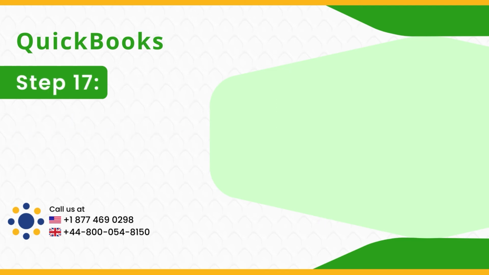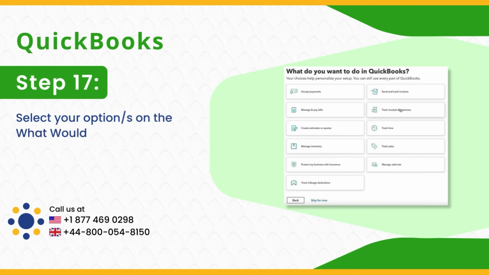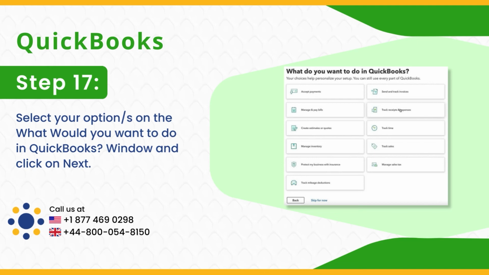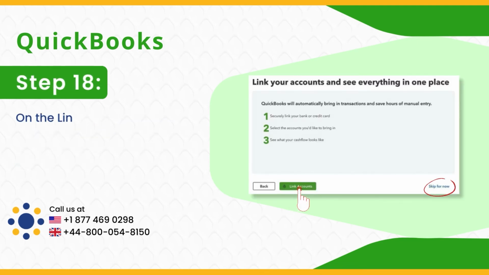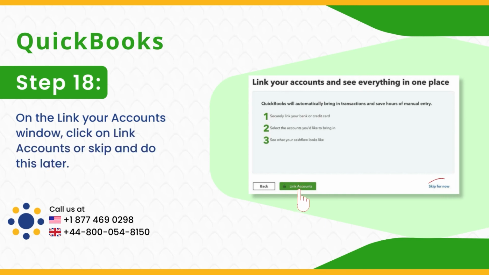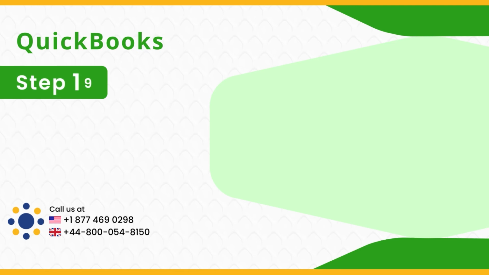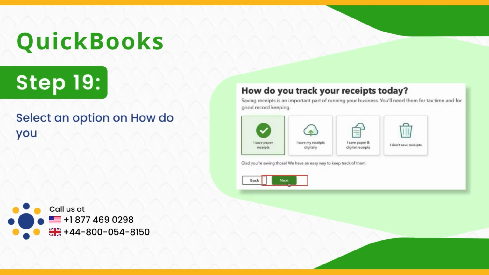Step 17, select your options on the What would you like to do in QuickBooks window and click on Next. Step 18, on the Link Your Accounts window, click on Link Accounts or skip and do this later. Step 19, select an option on How do you track your receipts today window and click on Next.